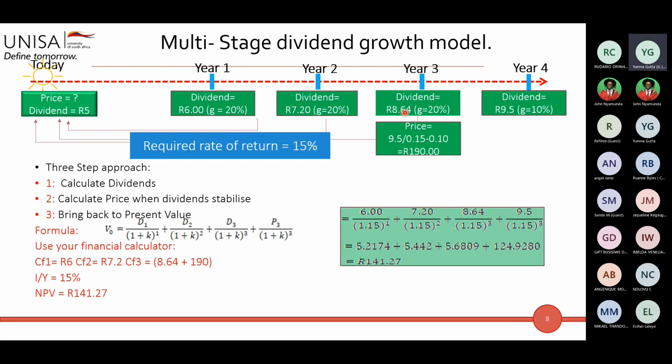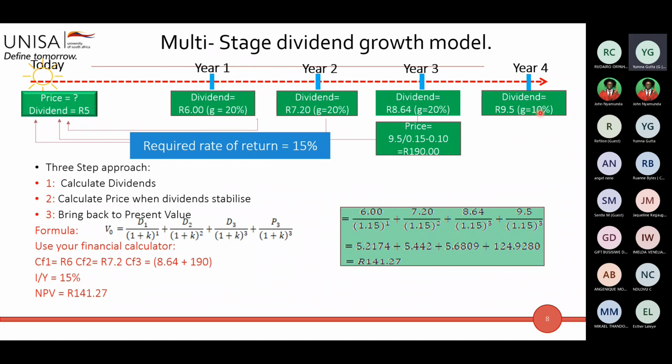So if we say 5 Rand times 1.2, which is 1 plus 20%, is equal to 6 Rand. Then we say 6 Rand times 1.2, we'll get 7 Rand 20. Then we will say 7 Rand 20 multiplied by 1.2 to get 8 Rand 64. So this is where I got these figures from. Please write that down.